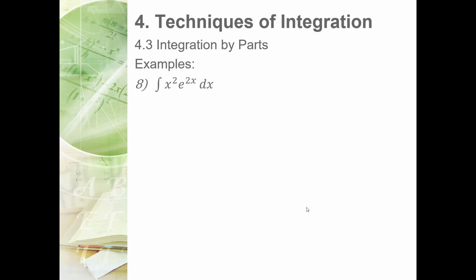Okay, so u and dv. So the complicated term among the two is the exponential. The simpler term is this one, x squared. So getting the derivative and getting the integral, v is equal to 1/2 e raised to 2x. Then your du is equal to 2x dx.